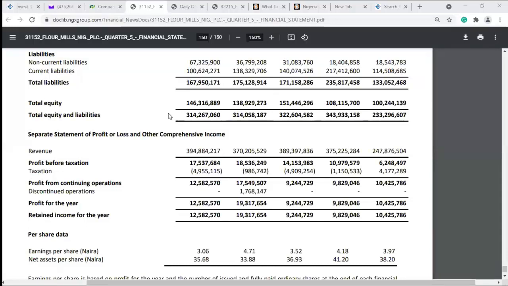But I believe that there's something good coming out from Flour Mills. No, that's not enough to delay their result. Not enough to say that's why they're delaying their result. Let's wait and see the number.